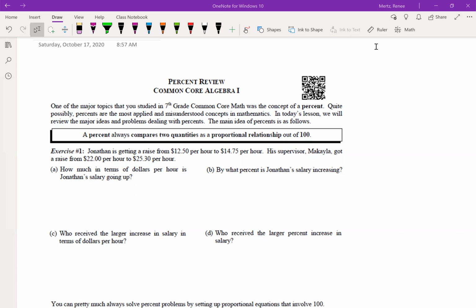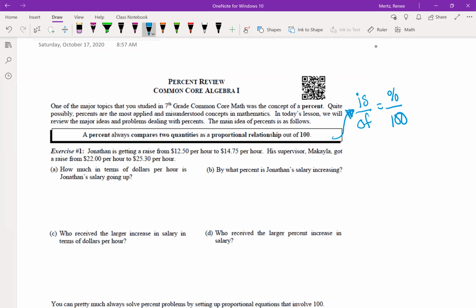It says a percent always compares two quantities as a proportional relationship out of 100. So one of our main things that we would talk about for percents is part over whole equals percent over 100. So that's basically what this is saying. We have a proportional relationship and then out of 100.